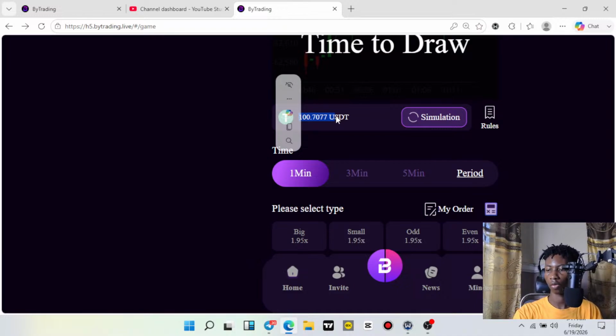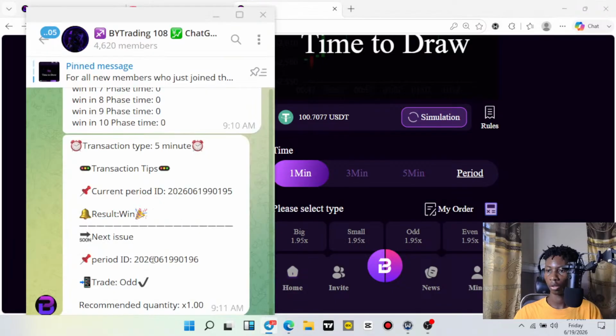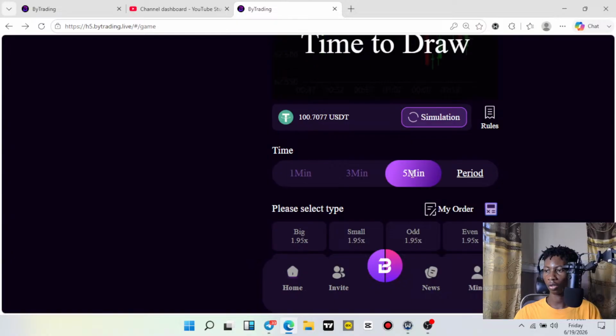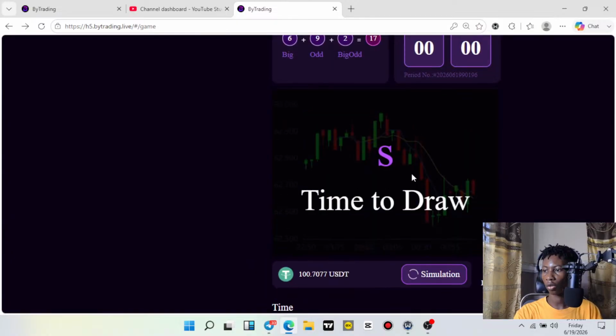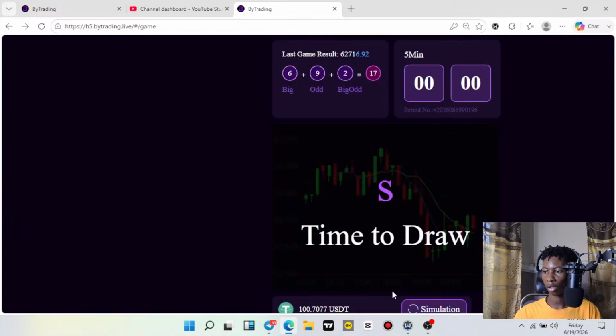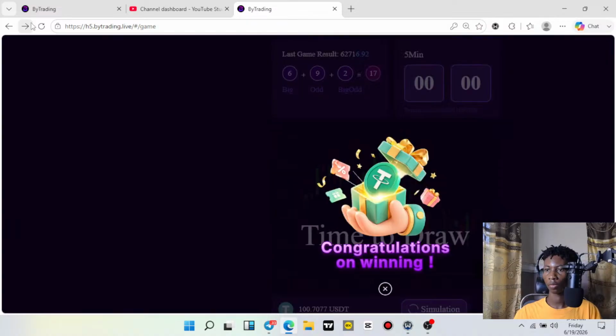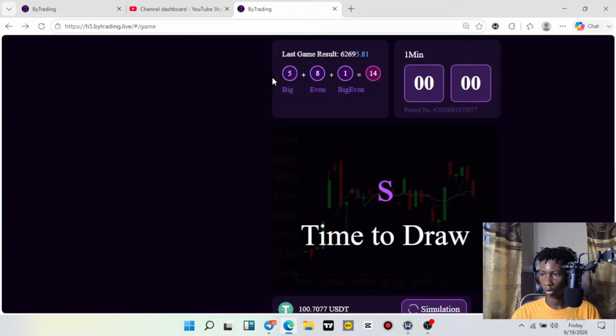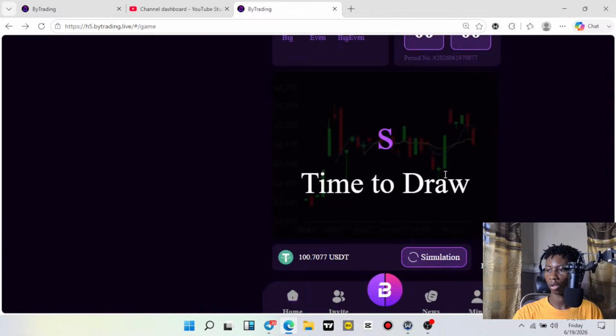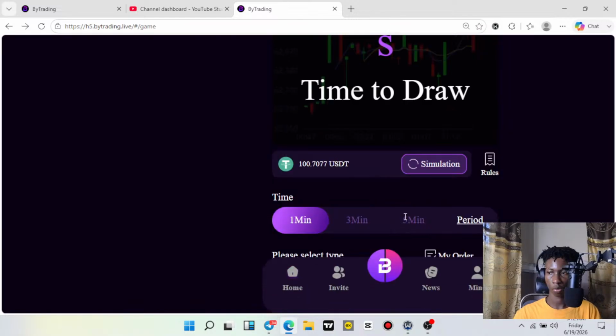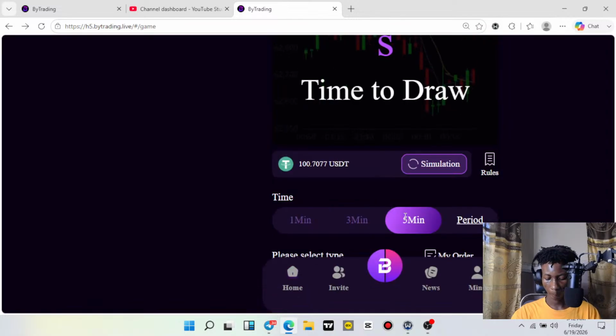So I just have to go and follow them on the second trade which they will be dropping. This time around, they told us to go with odd, you guys can see, and the period ID has changed. So always take note of this period ID, and to find this period ID, you have to come to this section. We actually won on that trade. So you have to come to this section and select 5 minutes again.